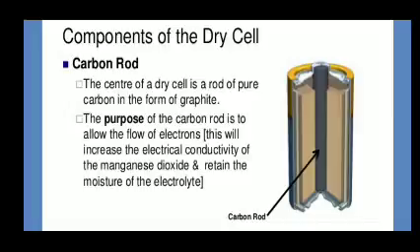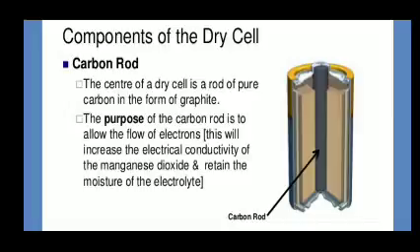The center of a dry cell is a rod of pure carbon in the form of graphite. The purpose of the carbon rod is to allow the flow of electrons. This increases the electrical conductivity of the manganese dioxide and retains the moisture of the electrolyte.